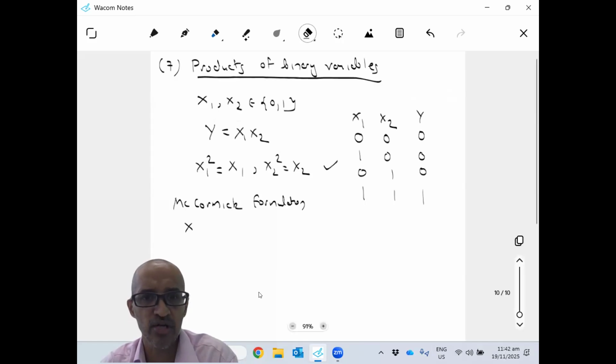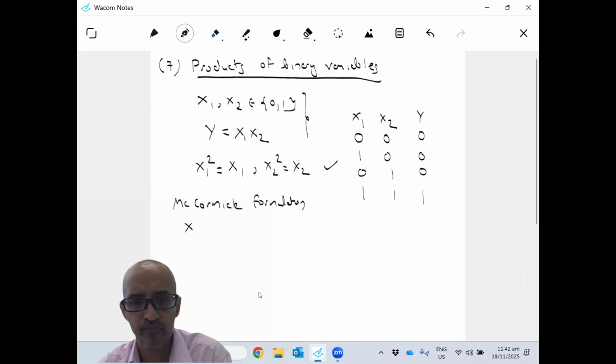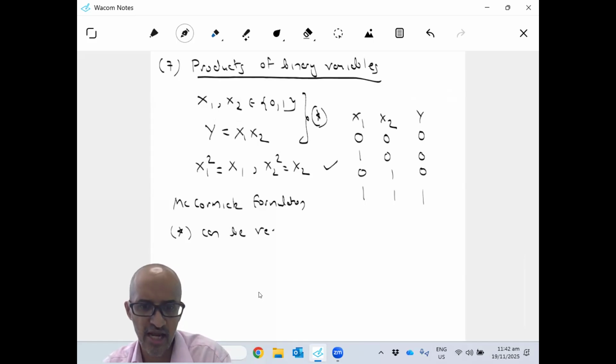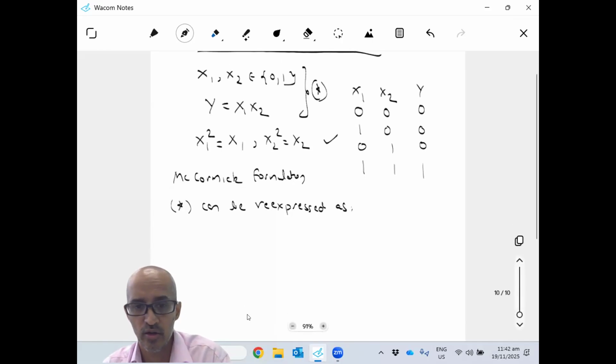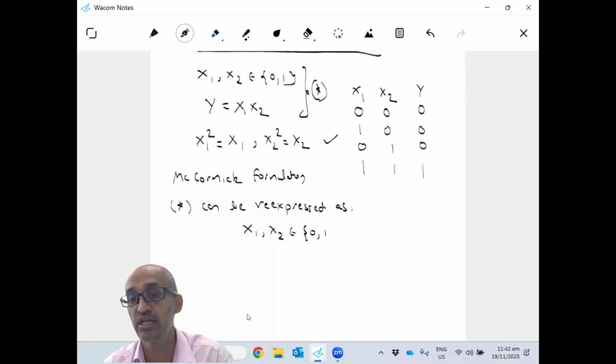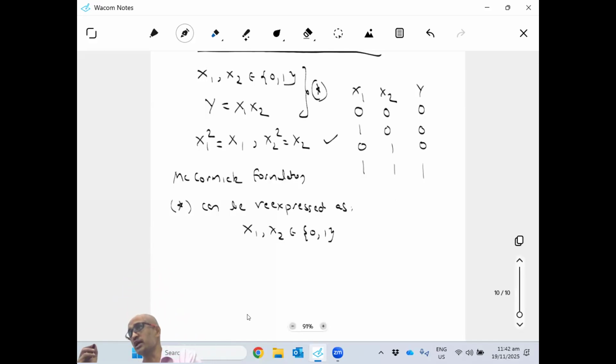So I'm interested in capturing this set. I claim star can be re-expressed in the following way. x1 and x2 have to be binary. Okay, that's obviously needed. But for capturing y, I will do the following.